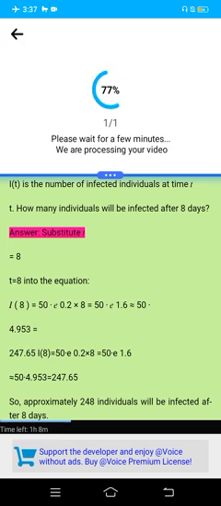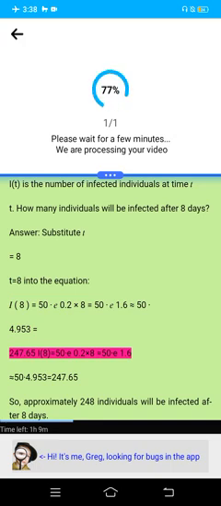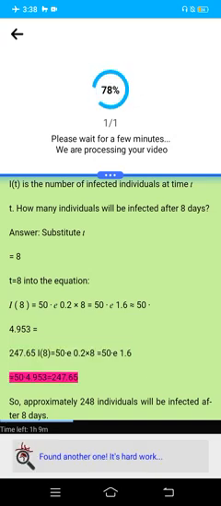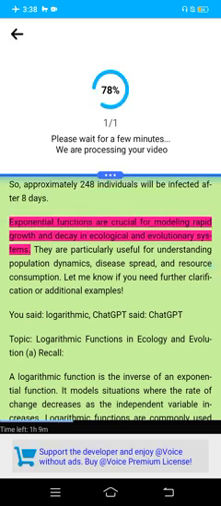Answer. Substitute t equals 8 into the equation. I(8) equals 50 · e^(0.2 × 8) equals 50 · e^(1.6), approximately equals 50 · 4.953 equals 247.65. So, approximately 248 individuals will be infected after 8 days.